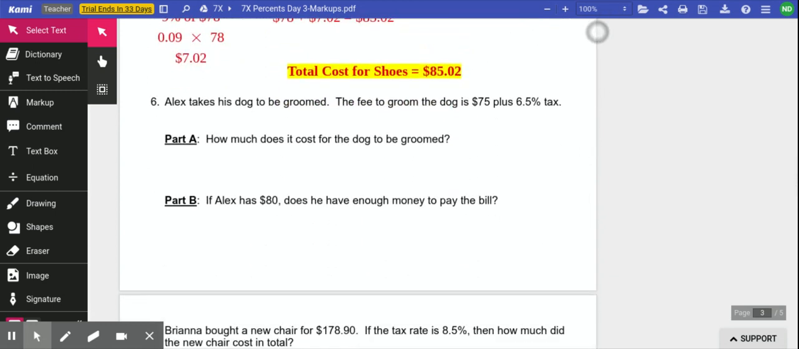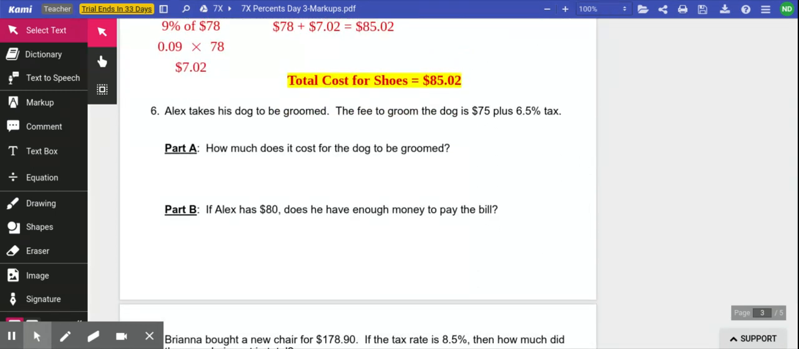Okay, number 6. Number 6 says, Alex takes his dog to be groomed. The fee to groom the dog is $75 plus a 6.5% tax. Part A, how much does it cost for the dog to be groomed? So we got to be careful here for part A, guys. You just recognize that I'm asking you to determine the total. So the sales tax plus the original fee to groom the dog. So I first got to figure out what my sales tax is going to be. I have to figure out what is 6.5% of $75.